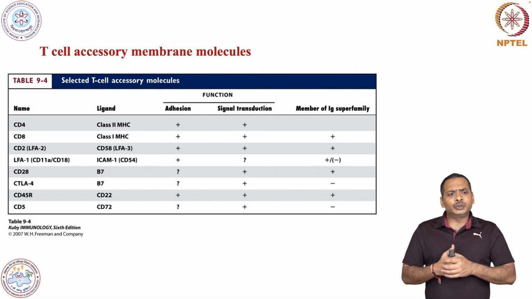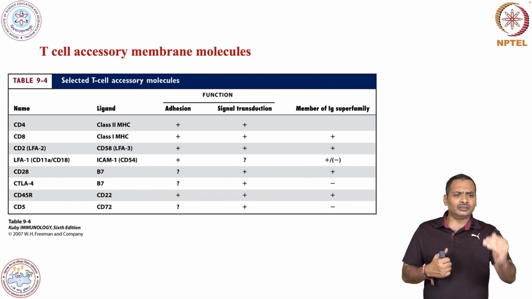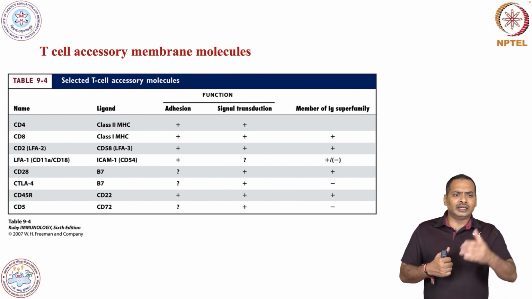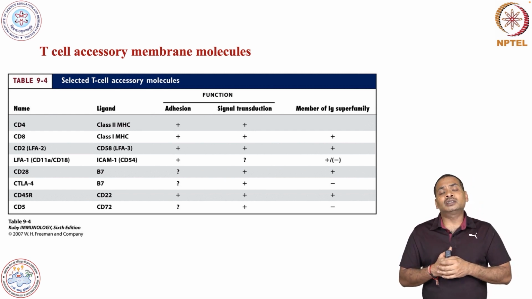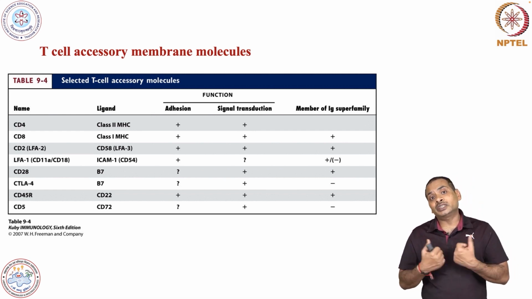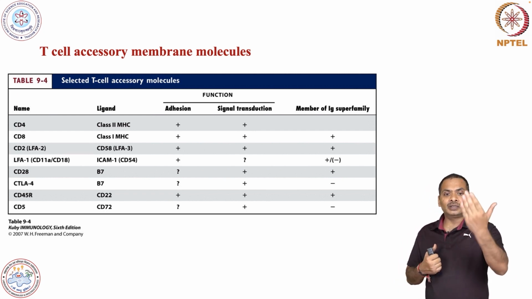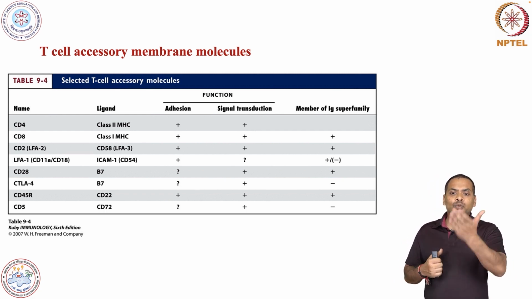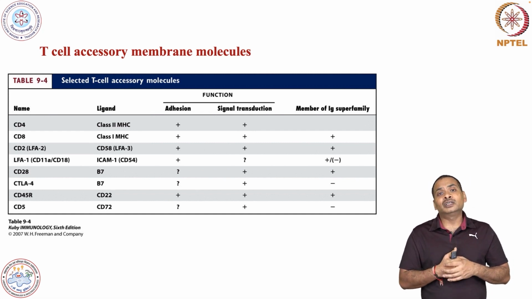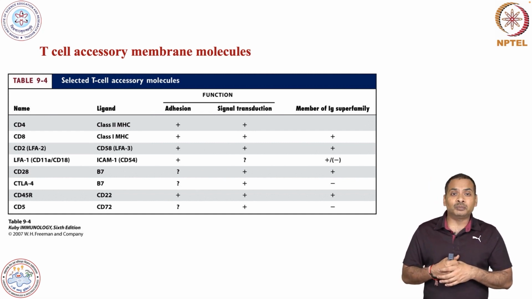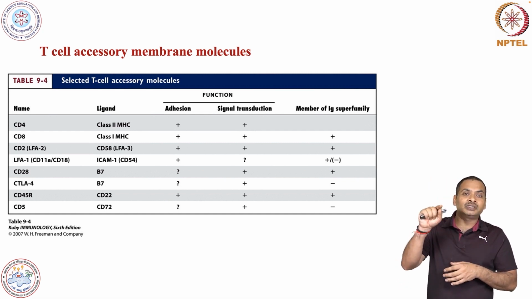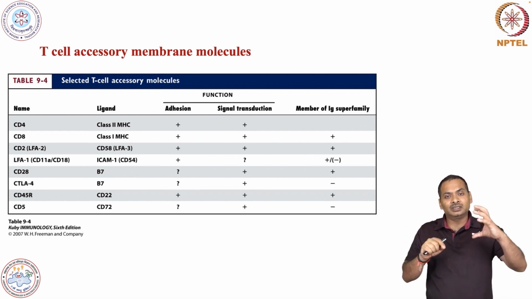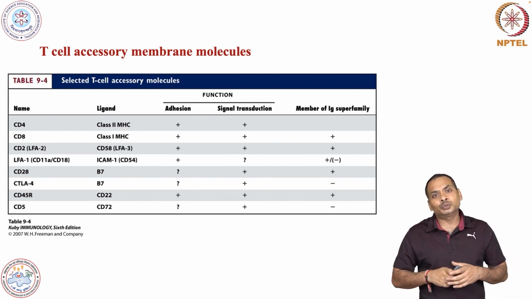And there is CD2, this is LFA. So these we call co-stimulatory molecules. Okay. And the rest of these molecules are needed in order to activate the T cell, and they play an important role in signal transduction, as you can see. And most of these molecules have an immunoglobulin superfamily structure. Immunoglobulin superfamily structure is just the presence of a disulfide bond, and that makes an immunoglobulin superfamily.